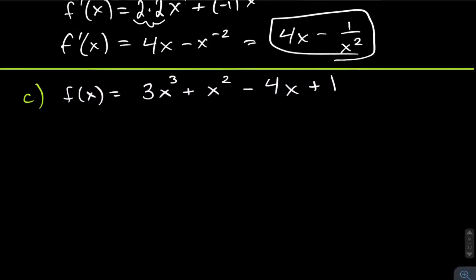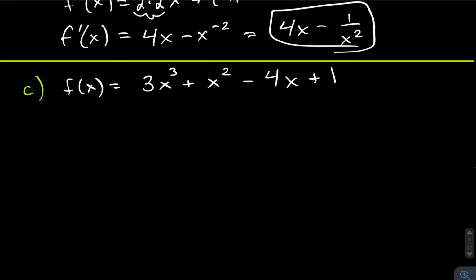Moving on to our last example here. What if we have f of x equals 3x cubed plus x squared minus 4x plus 1? Well, here it's going to be kind of the same thing. The only difference here is now you have a subtraction, but that's just the difference rule. We can do the same thing as we did in the last example. So let's take the derivative of this 3x cubed here.